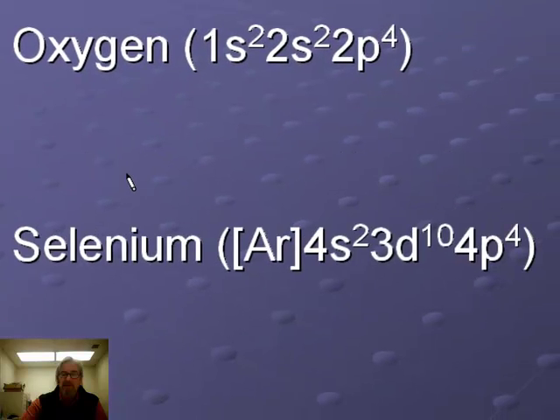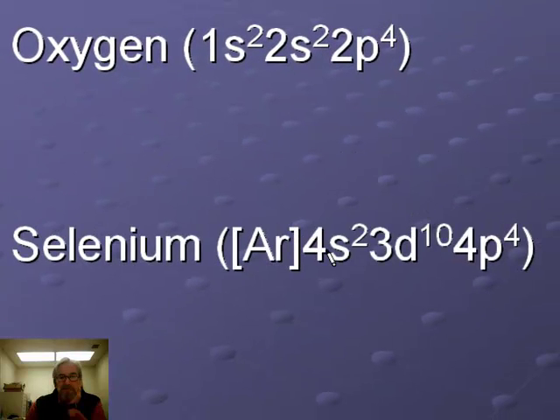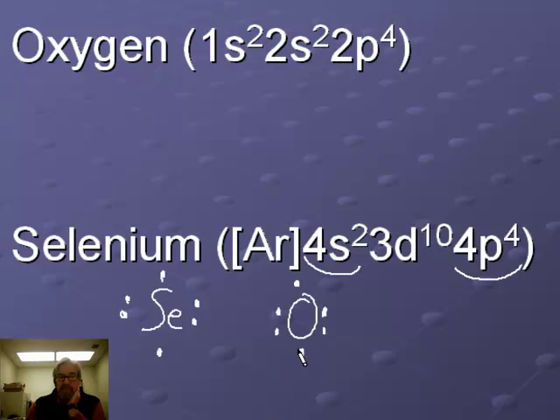Here's selenium. Highest shell in selenium is 4, and it's the same story. It's 6. So I'm going to put a symbol for selenium, one on each side, and then double up to get the 6. Now, if you recall, oxygen looked like this. These are in the same group. All elements in the same group are going to have the same dot structure.